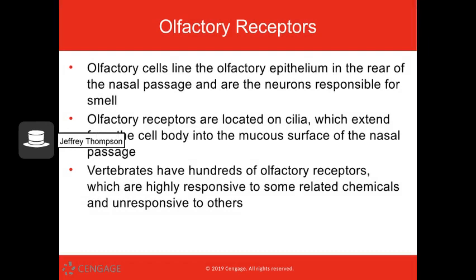Our olfactory cells line the olfactory epithelium in the rear of our nasal passages and are responsible for smell. Olfactory receptors are located on the cilia, which extend from the cell body into the mucous surface of the nasal passage. We have hundreds of olfactory receptors. By we, I mean vertebrates, and they are highly responsive to some chemicals but unresponsive to others.